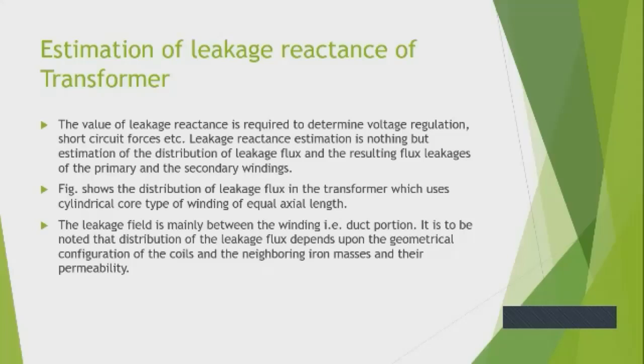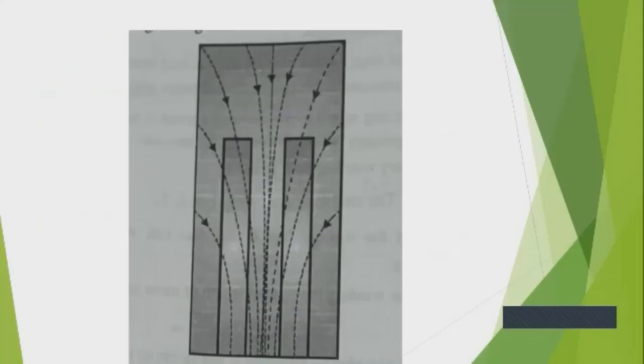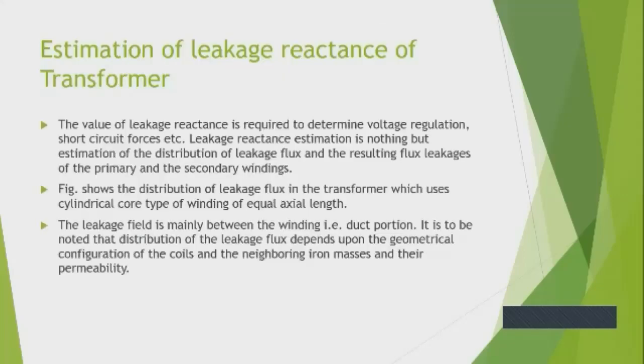Leakage reactance estimation is nothing but estimation of the primary distribution of leakage flux and resulting flux leakages of the primary and secondary winding. This figure shows the distribution of leakage flux in the transformer, which uses cylindrical core type of winding of equal axial length. The leakage field is mainly between windings, that is the duct portion.